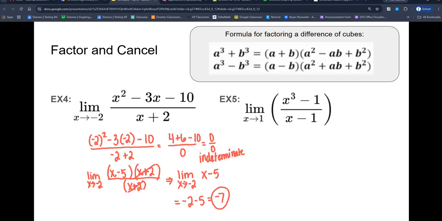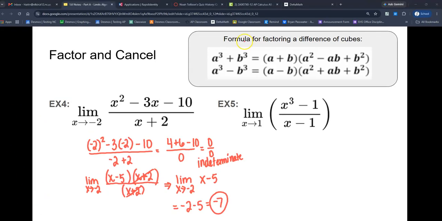Does that make sense? Did I print the assignment on the last slide of these? I put the formula for factoring a difference of cubes, or I should say sum or difference of cubes. It can be a sum or a difference of cubes. If you have a to the third plus b to the third, you will get a plus b times a squared minus ab plus b squared. Or if you have a minus sign, then you'll have a minus here and a plus here. That's basically the only thing that changes in that formula.